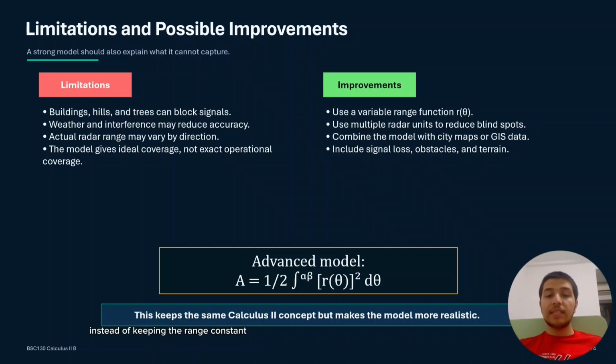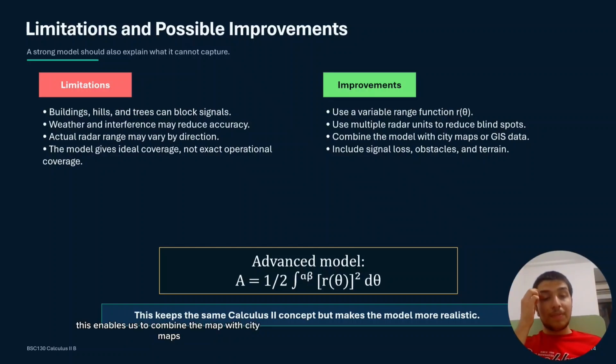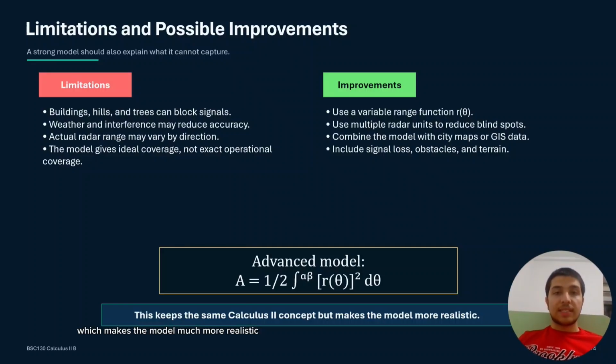Instead of keeping the range constant, the model you can see below is half multiplied by the integral from alpha to beta of r of theta squared d theta. This enables us to combine the model with city maps. In this sense, it will include any bad terrain and signal loss, which makes the model much more realistic.